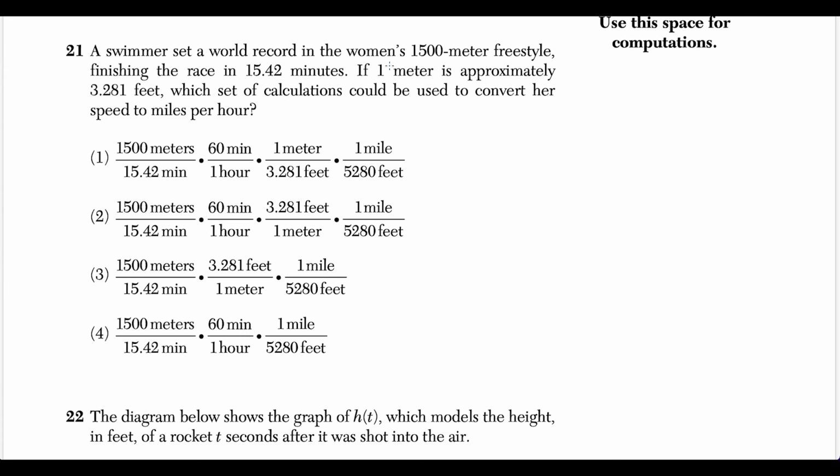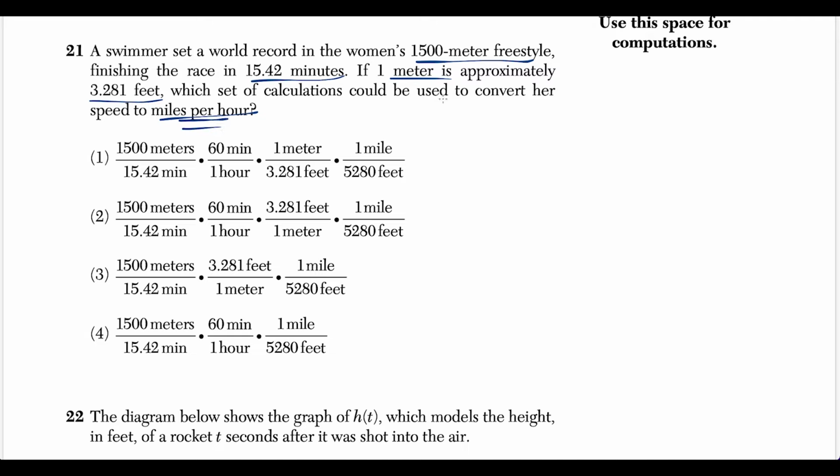Now, question 21, we have a lot going on here. We have a swimmer set a world record for a 1500 meter freestyle, finishing the race in this much time. And if 1 meter is approximately 3.281 feet, we want to know which set of calculations could be used to convert her speed to miles per hour.